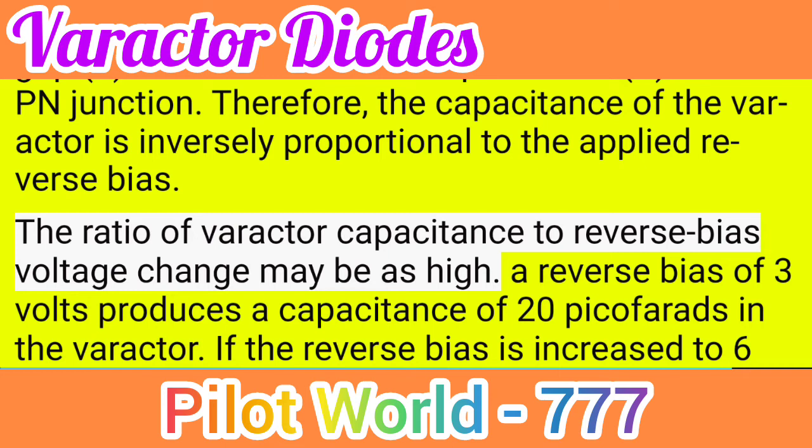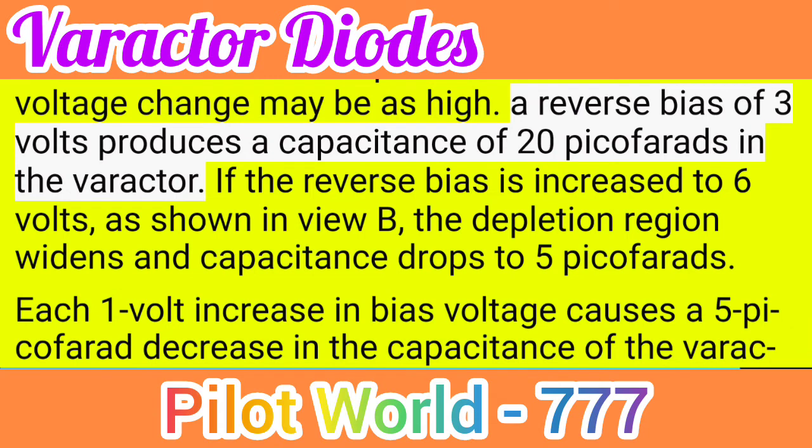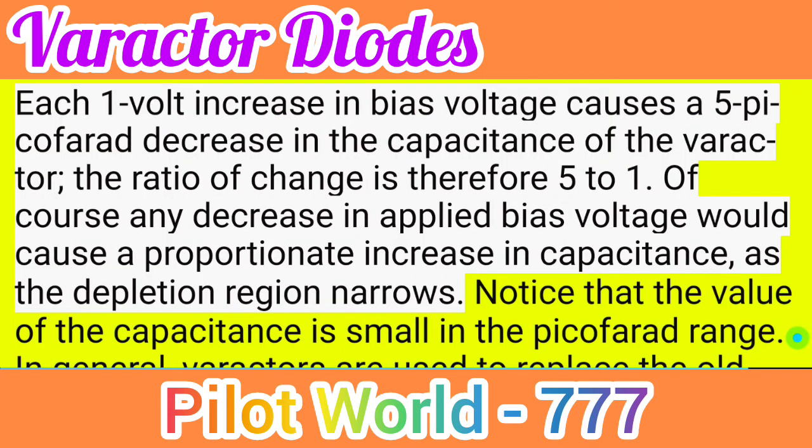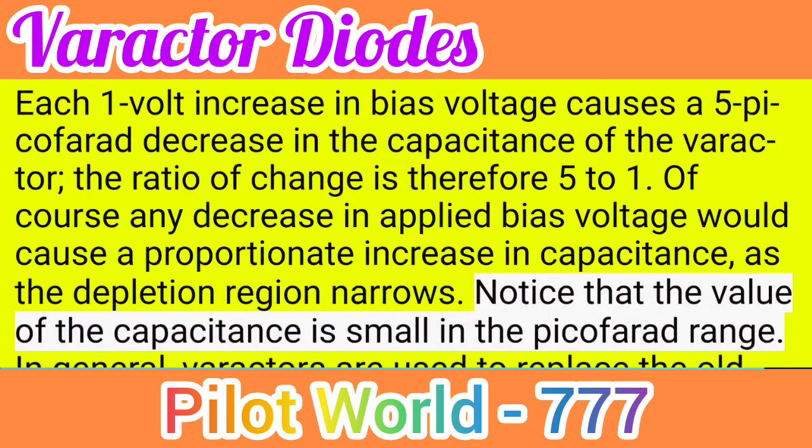The ratio of varactor capacitance to reverse bias voltage change may be as high as shown here. A reverse bias of 3 volts produces a capacitance of 20 picofarads in the varactor. If the reverse bias is increased to 6 volts, as shown in view B, the depletion region widens and capacitance drops to 5 picofarads. Each 1 volt increase in bias voltage causes a 5 picofarad decrease in the capacitance of the varactor. The ratio of change is therefore 5 to 1. Of course, any decrease in applied bias voltage would cause a proportionate increase in capacitance as the depletion region narrows. Notice that the value of the capacitance is small, in the picofarad range.